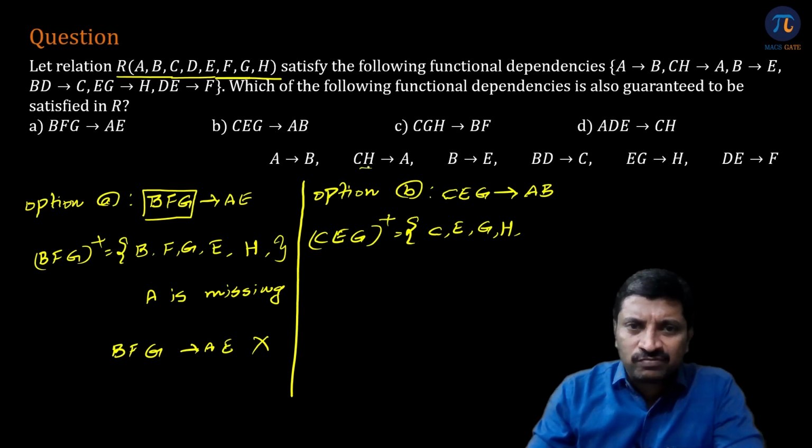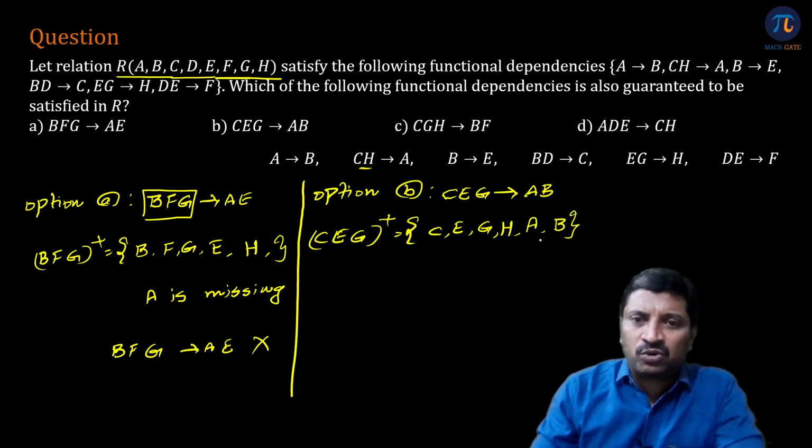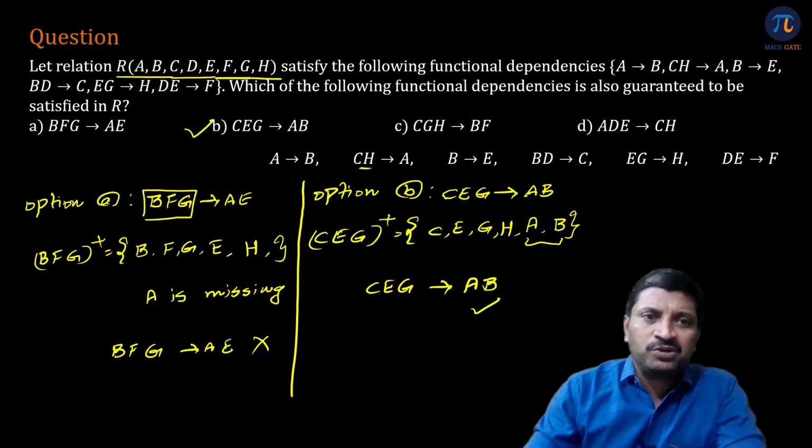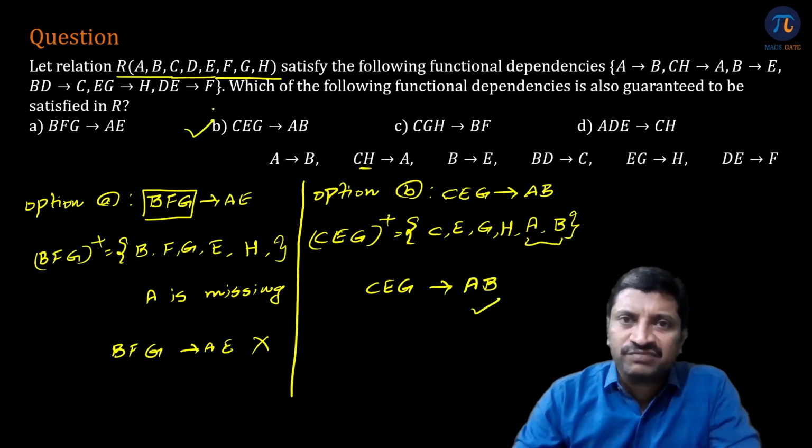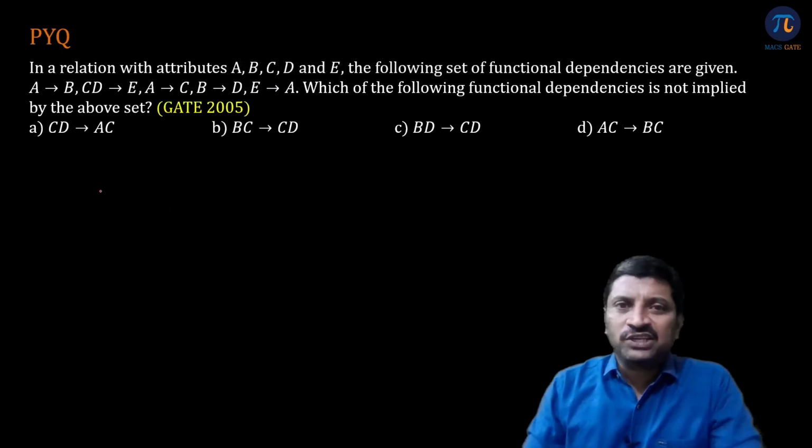With the CH, I can find A. Right? With A, I can find B. So we got AB in our closure set. These two values are present in the closure set. So this is valid, or it will hold on the given relation. So option B is our answer. Is it fine, sir? The next question.